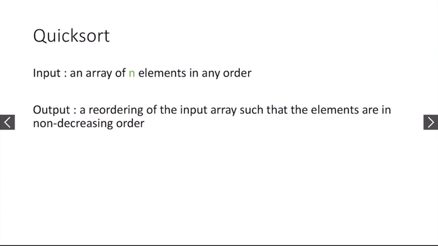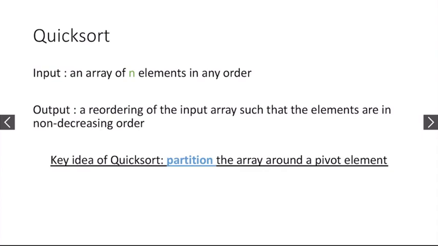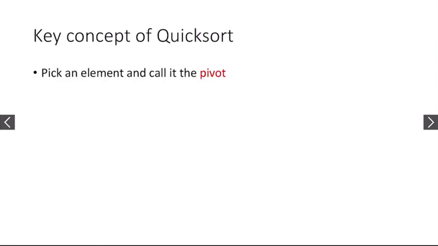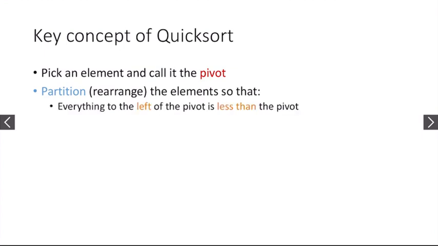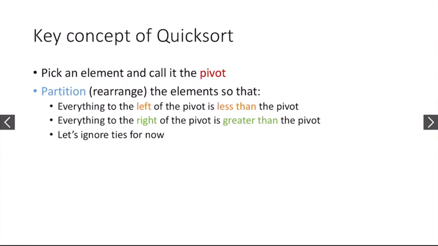Alright, so what is quicksort? It's an algorithm that takes as input an array of n elements in any order, and it outputs a reordering in non-decreasing order. The key idea for quicksort is to partition the array around something called the pivot element. So what is the pivot? You just pick an element and you call it the pivot, and you rearrange all of the elements in the array so that everything to the left of the pivot is less than the pivot, and everything to the right of the pivot is greater than the pivot.